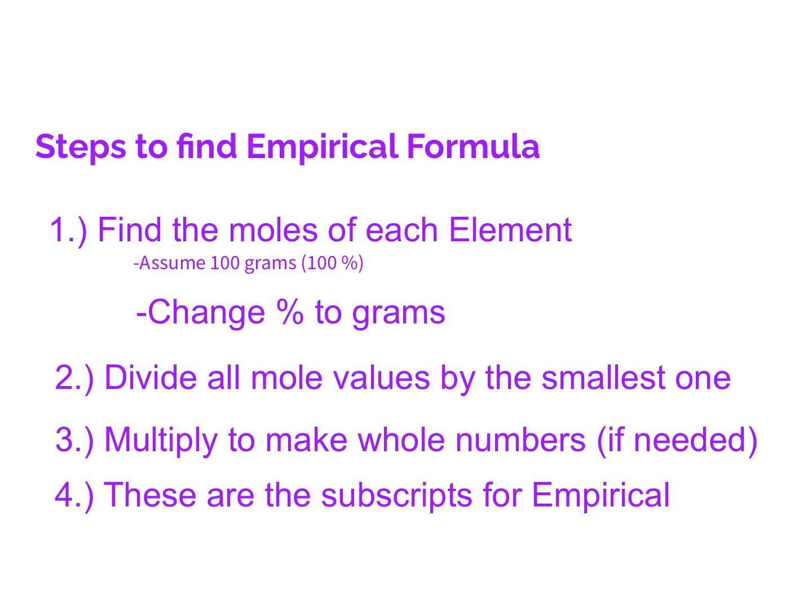Our steps to solving this: first, we have to find the moles of each element. How many moles of each thing do we have? And then we have to change that percent to grams. How many grams of each thing do we have? Then we will divide all of the moles by the smallest value. We'll multiply to make them whole numbers if needed, because we won't have any decimals in our formulas. We won't have 0.2 of a molecule, we'll have an entire molecule. And these are the subscripts for the empirical formula.